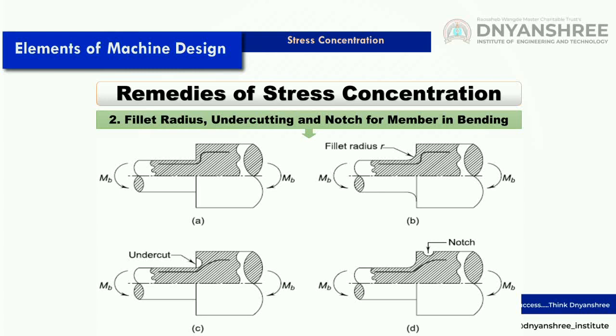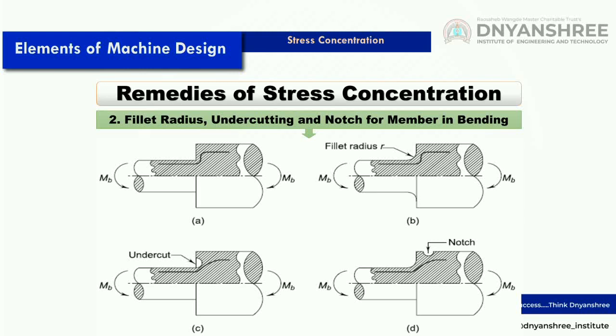In diagram C, let us see undercutting. Due to that, stress concentration is reduced. You can see the stress lines. Now in diagram D, an additional notch is provided. Due to that, stress concentration is reduced. You can see the stress lines.